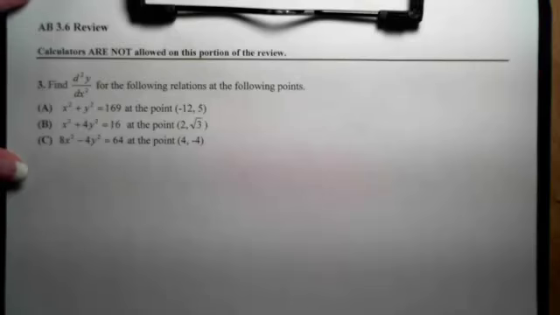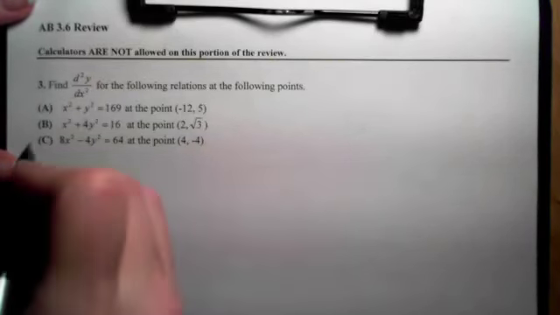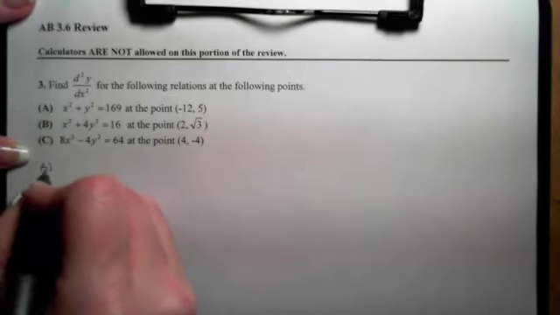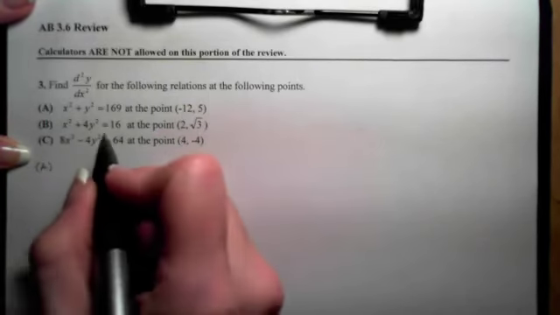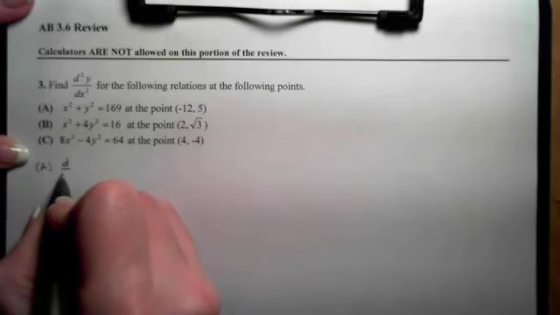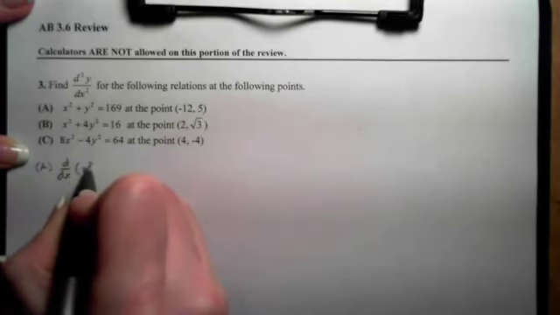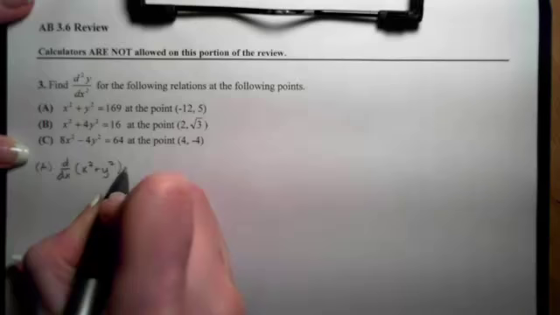Okay, here we're looking for the second derivative at particular points. So that means we've got to take the derivative twice. If we look at part A, I'm going to start by taking the derivative with respect to x on both sides.